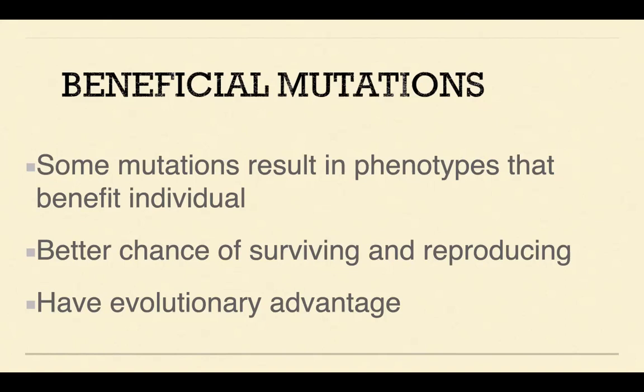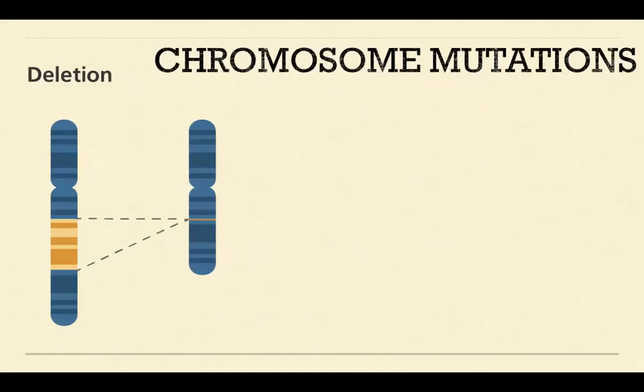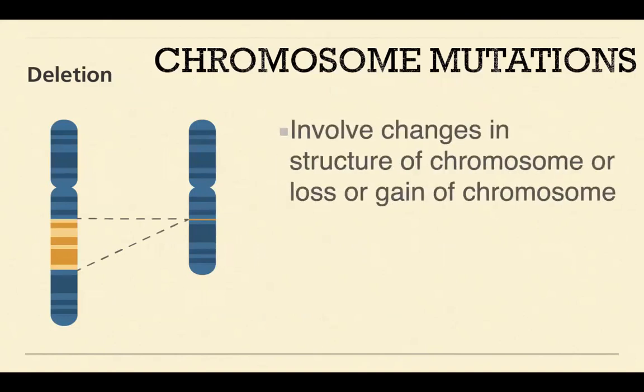Now we're going to divide mutations into where they occur. So we have chromosome mutations. Obviously, these are going to occur on chromosomes. They're going to involve changes in the structure of the chromosome. So we're not talking about nucleotide bases yet.